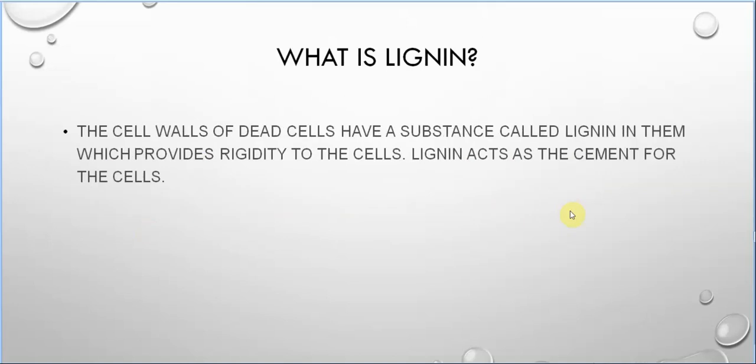So next, in this sclerenchymatous tissue, we heard of a substance called lignin. So what is the meaning of lignin? The cell wall of dead cells have a substance called lignin in them which provides rigidity to the cell. Lignin acts as a cement for the cell. So lignin is a chemical substance which provides rigidity to the cells. In other words, it acts like a cement for the cells. That means it helps in reducing the intercellular spaces.